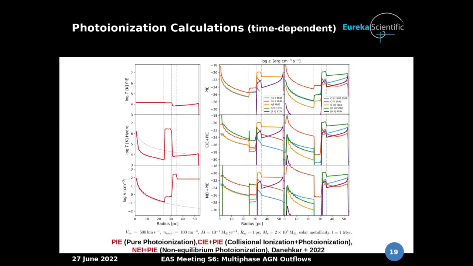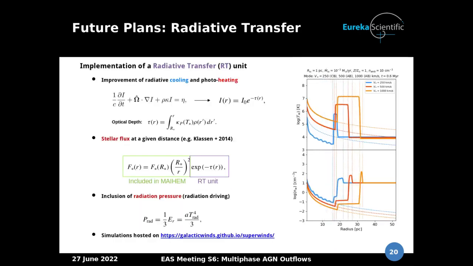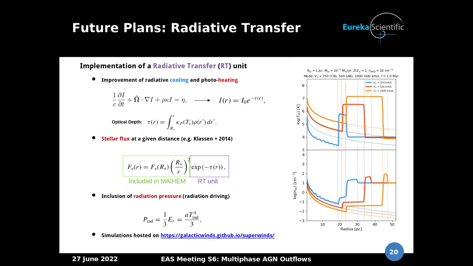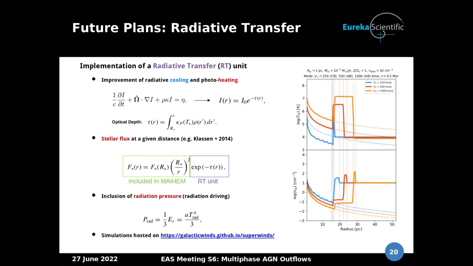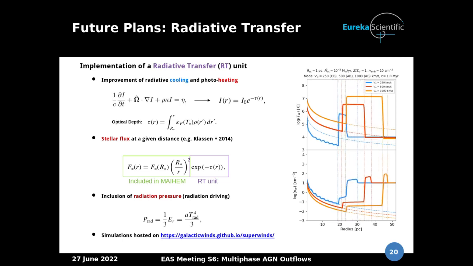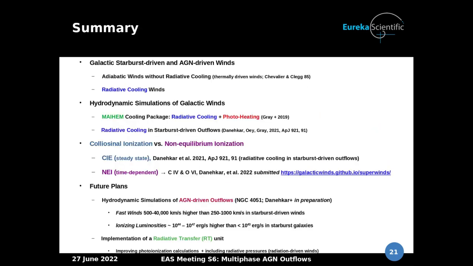In this plot I show on top pure photoionization, in the middle I show collisional ionization plus photoionization, and on the bottom we see non-equilibrium photoionization. Now another thing which I plan for the future is including radiative transfer units, which will allow us to study radiation-driven winds. And here is a summary of my talk.